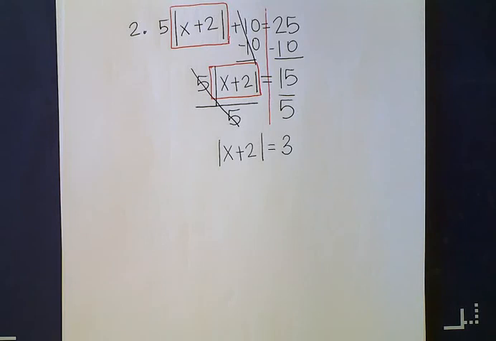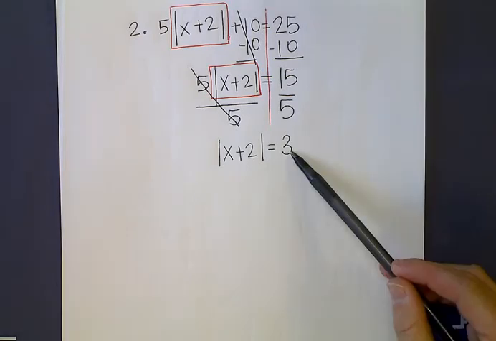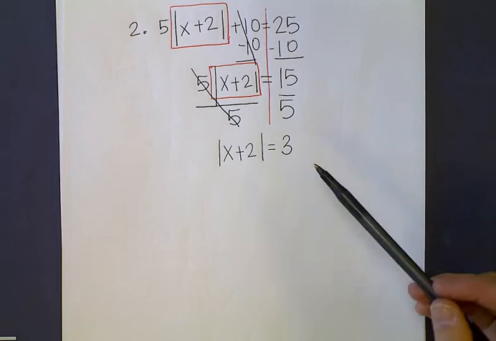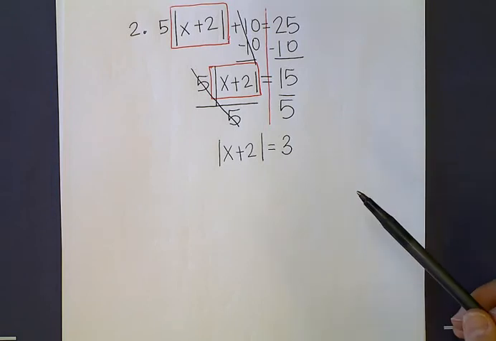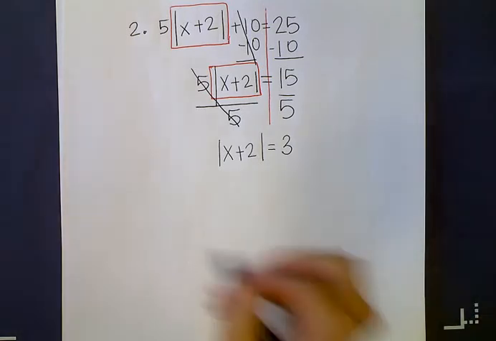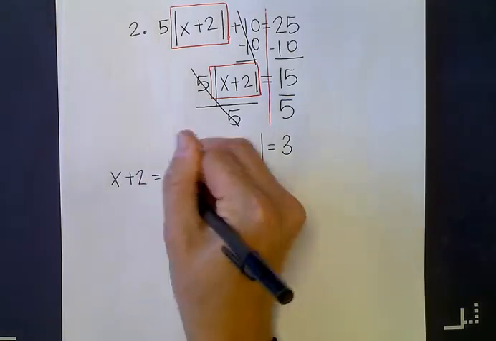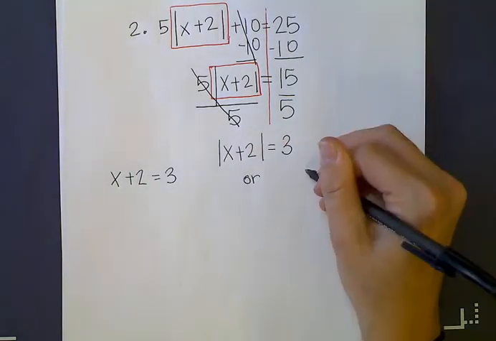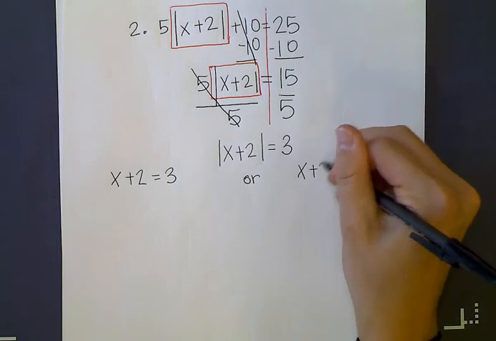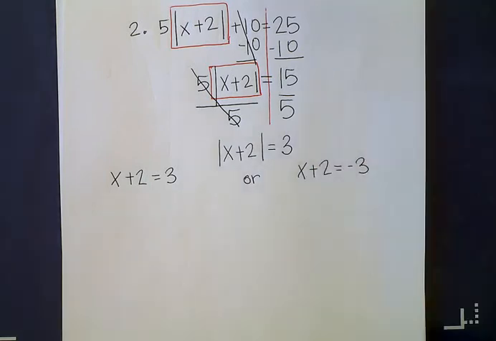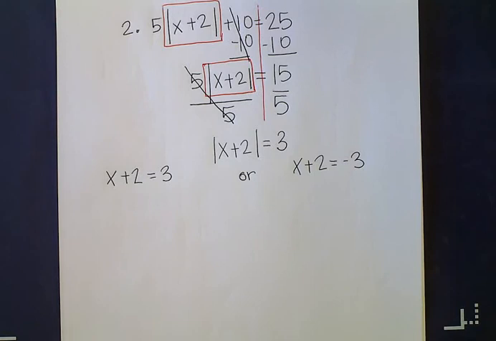Step 2. Is the number on the other side of the equation negative? No. Step 3. Write two equations without absolute values. Solve the equations. My first equation will be x plus 2 equals 3, and my second equation will be x plus 2 equals negative 3. I will now solve each equation.